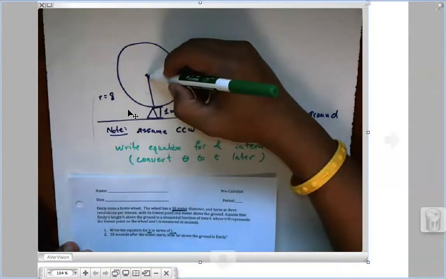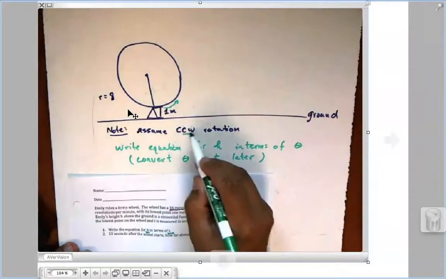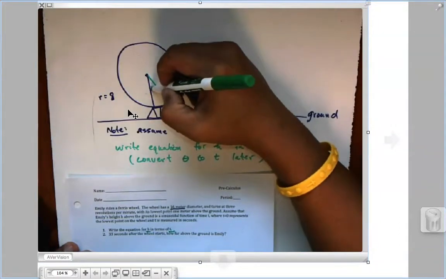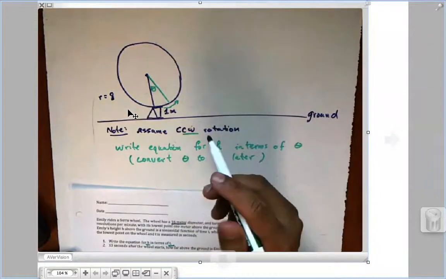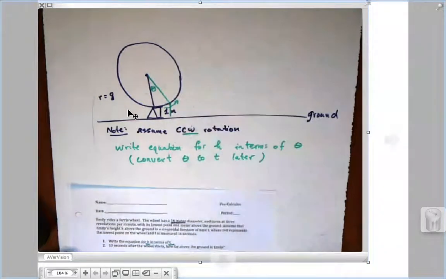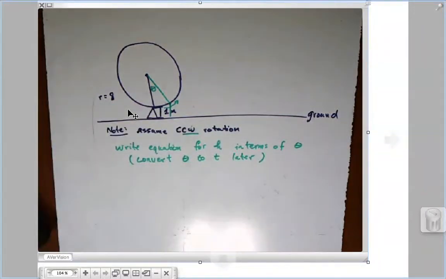Okay? And let's define what theta means. Since Emily is rotating counterclockwise by our assumption here, this is theta. Okay, so if she's rotating that much, we basically want to know how far off the ground she is. We want to know this distance as she goes around the circle. So I'll set this aside for now, and we're going to work through this in a few steps.